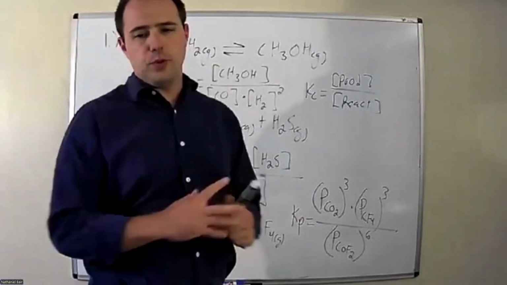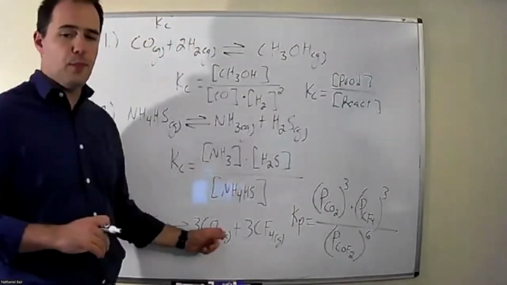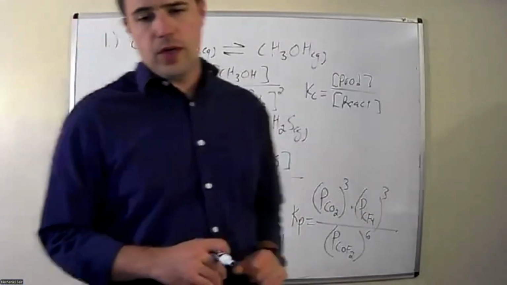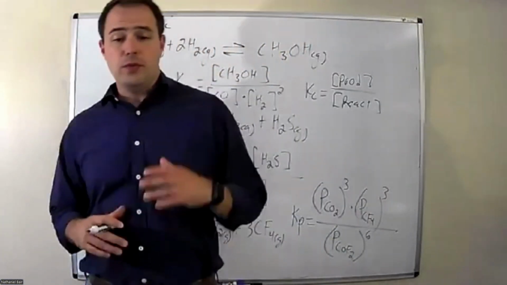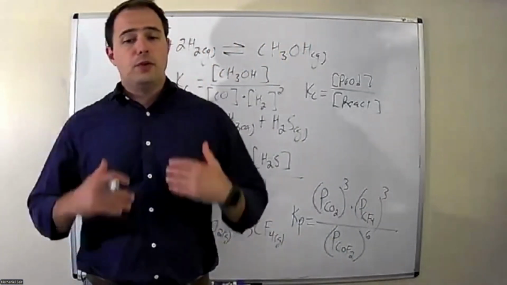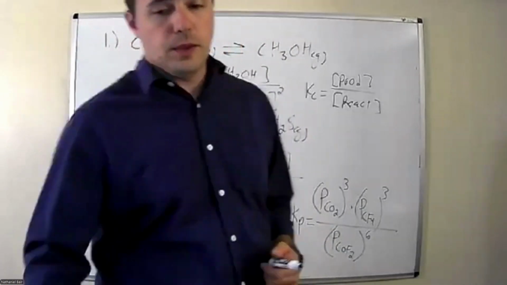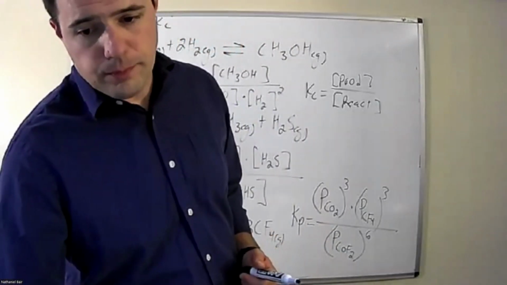Okay, let's practice computing one. And I actually want to compute a Kp. So I'm going to solve for an equilibrium pressure constant. If I give you the equilibrium partial pressures, can you turn that into an equilibrium pressure constant? So let's take a look at that problem.